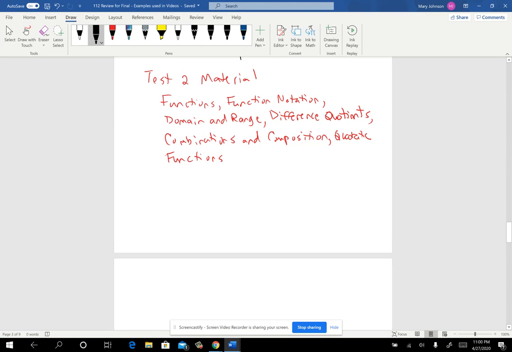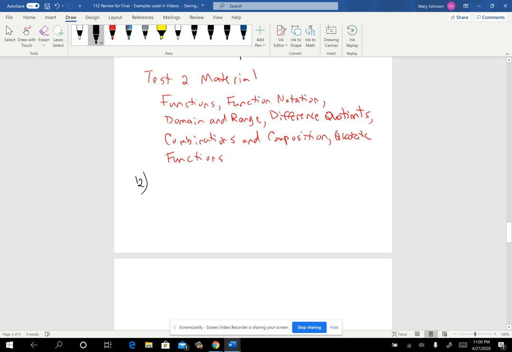Okay, we're picking up now and looking at the test 2 material. Had a lot of stuff on it, some easier than others. Functions, function notation, domain and range, included difference quotients, combinations and composition, and also quadratic functions. Okay, so let's go ahead and take a look at several of these.